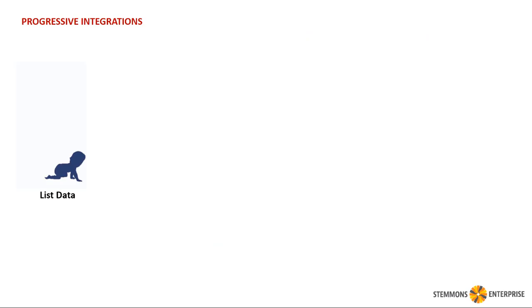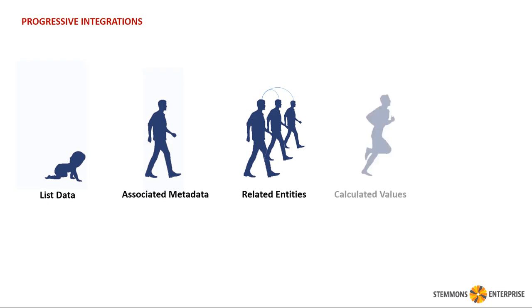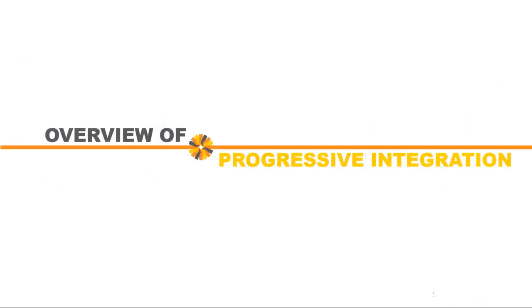We start with basic list data, then we add associated metadata, then we go into related entities, calculated values, and finally calls to action. If we take this approach, we build on a series of incremental successes, and it typically gets us where we need to go in a much better, safer, more effective way. And that is progressive integration.